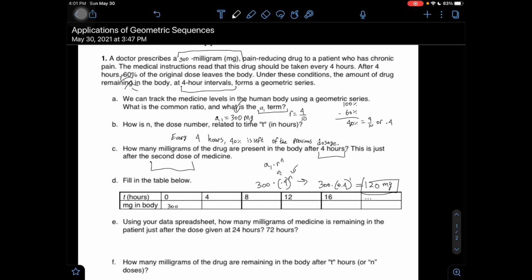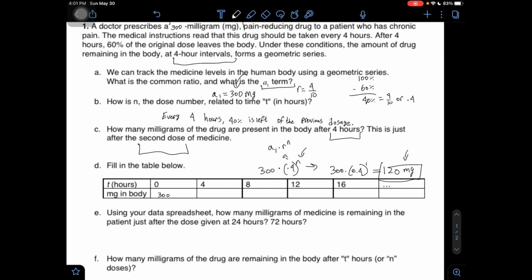Well, now 1D says fill in the table below. We know that every 4 hours we're losing 60% of our original, so meaning we only have 40% remaining of our last value, as we stated in letter B. Now, if we look back to C, we can see that it says we have 120 left after 4 hours. That's what we calculated. So that means at 4 hours, we have 120 milligrams left in our body. Now to find the 8th hour, we're going to multiply by N equals 2. So we have 300 times 0.4 to the power of 2, and that gives us a value of 48, and that's how much we have left.